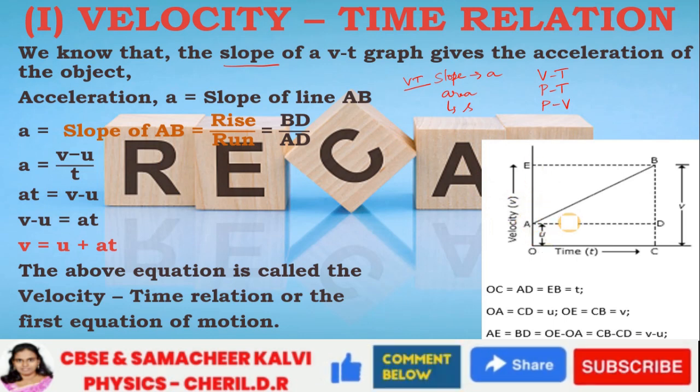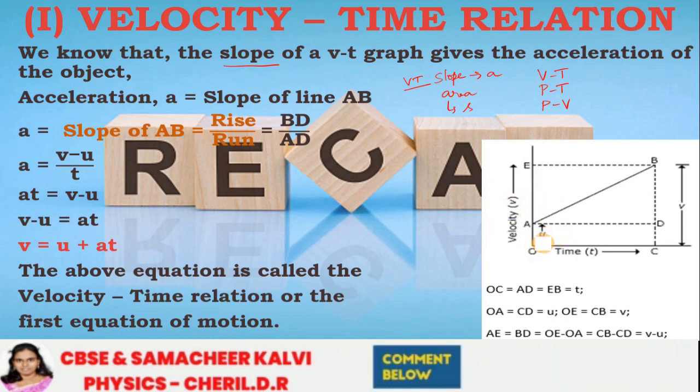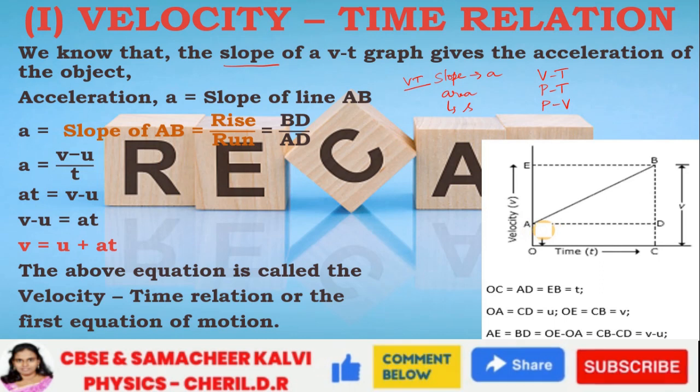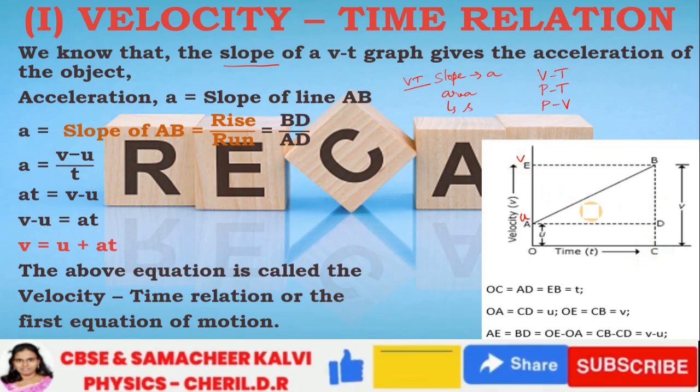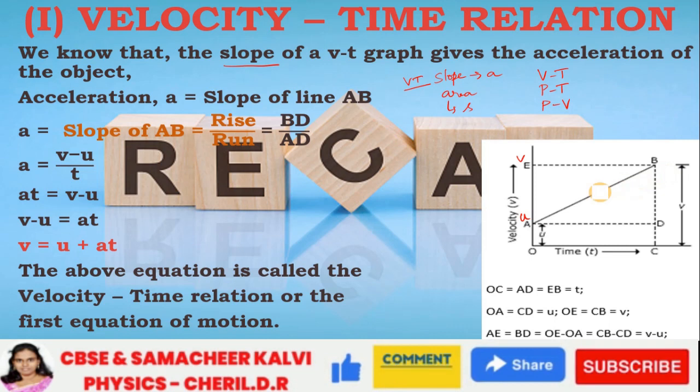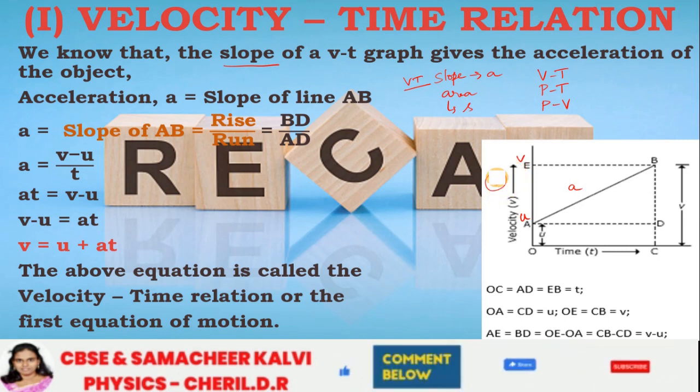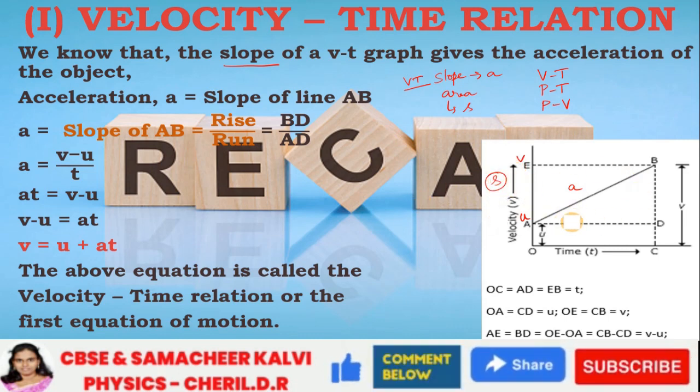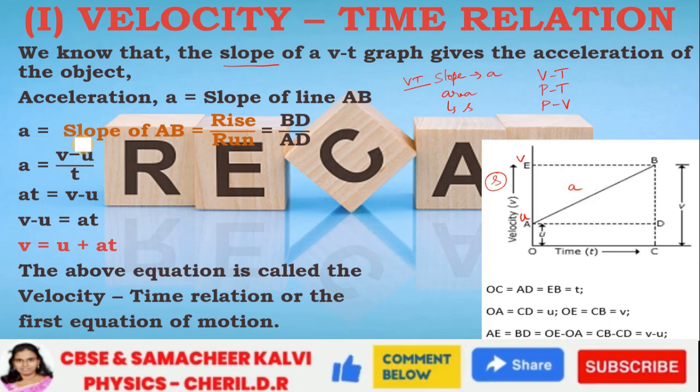Before that, we have a general consideration for our graph. We are considering an object moving with an initial velocity u, which travels for a time t and attains a final velocity v, by uniform acceleration a, and in this motion it covers a distance s. All these are the considerations about the type of motion we are discussing here. So a is equal to what? The slope of this line AB.